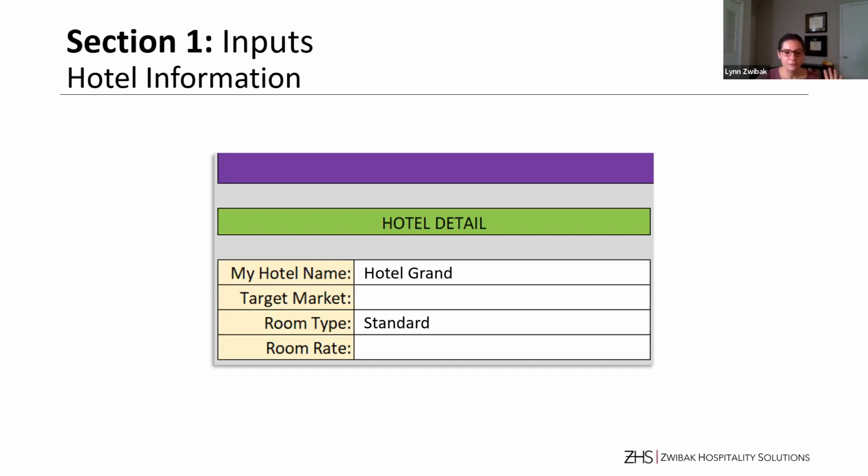Again, we want to get really granular and hone in on one rate for one market segment, so we're only looking at one room type. So pick your standard room probably, and then your rate. So whatever your published rate for that room type. So you're going to go with your lead room type, basically. I mean, you could do it for different room types, but that's more advanced.